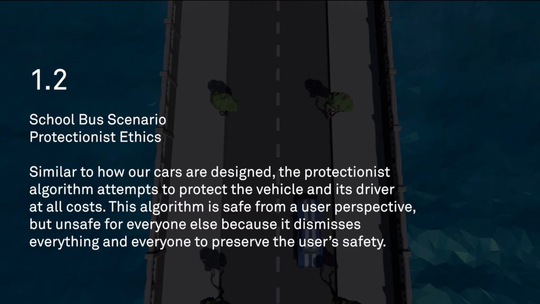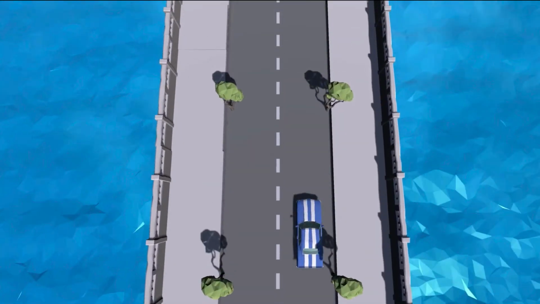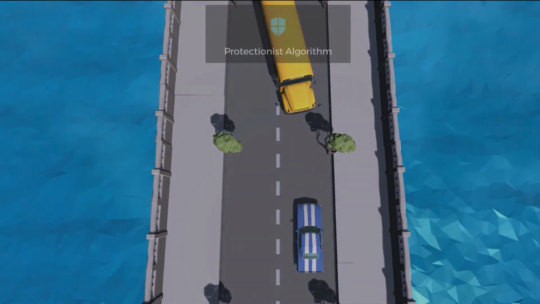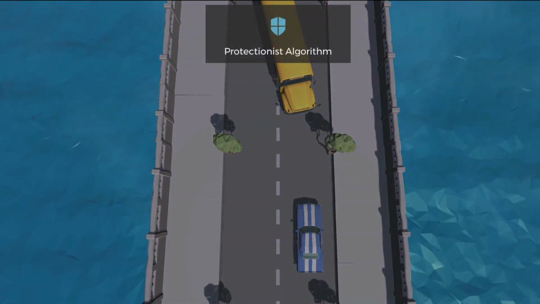As described by Matthew here, similar to how our cars are designed, the protectionist algorithm attempts to protect the vehicle and its driver at all costs. This algorithm is safe from a user perspective, but unsafe for everyone else because it dismisses everything and everyone to preserve the user's safety. Pretty interesting, right? So we might think, well, what's the car going to do now in the same scenario with the protectionist algorithm? And so, of course, let's watch the results, see similarities and differences.